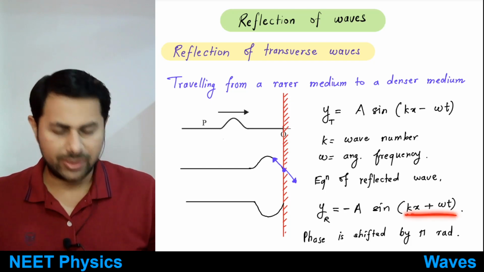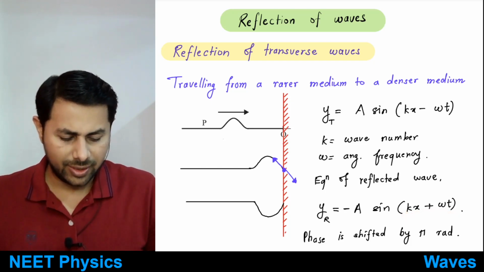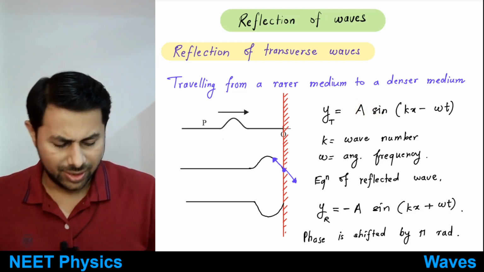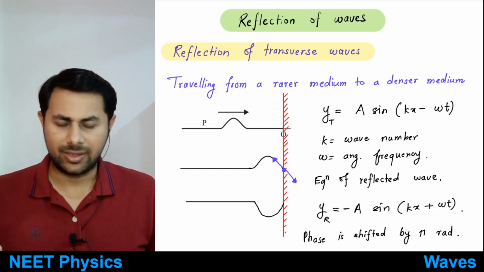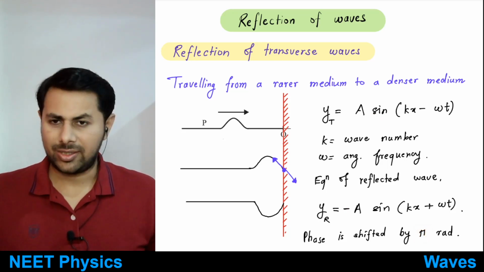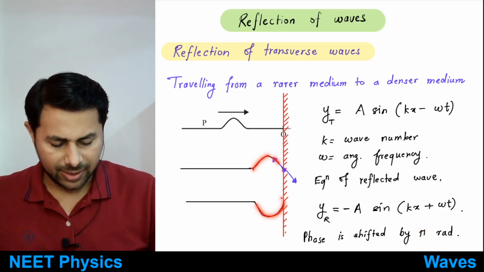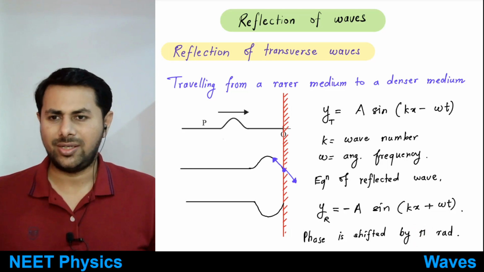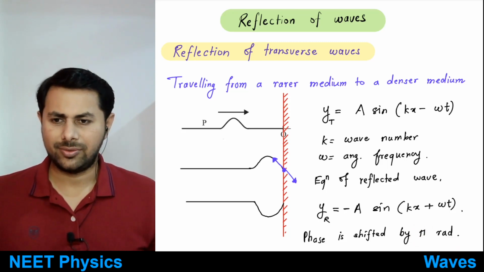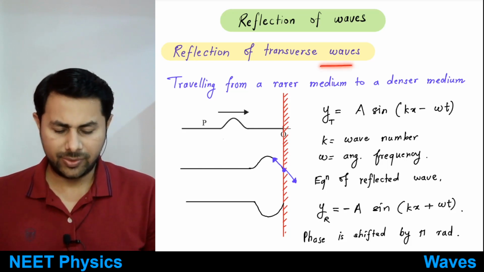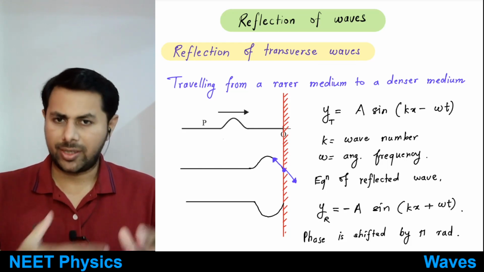So this wave travels in the negative x direction, but then there is a change in the sign of the sine function. We put a negative sign to indicate that there is a shift of phase by 180 degrees or pi radians. Where does it come from? The crest gets reflected as a trough. That means there is a shift in phase by pi radians or 180 degrees. So is this clear? Everyone? Right? So this is the reflection of a transverse wave moving from a rarer to a denser medium.